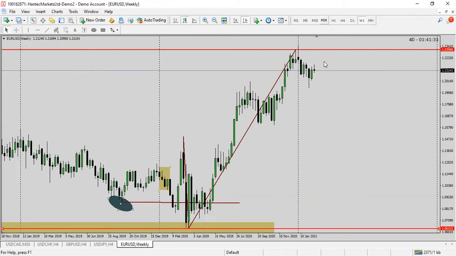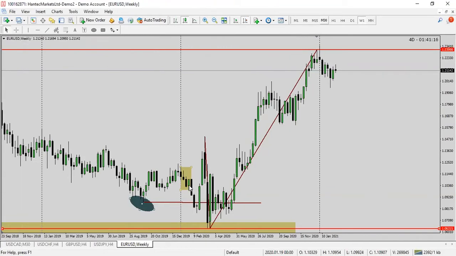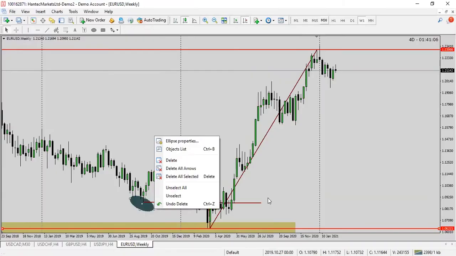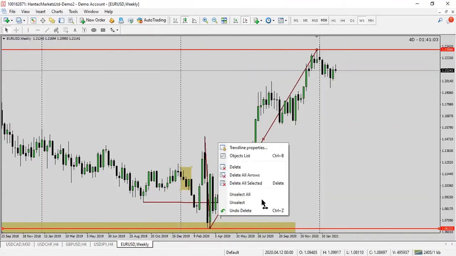Order blocks are what I'm referring to as institutional candles. They are the same thing. You can watch that video. So this is exactly what I'm talking of. Accumulation, manipulation, distribution. Some people call this the power of three. Some call it AMD. It's the same thing.